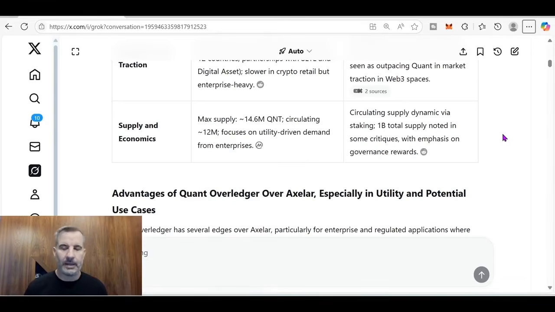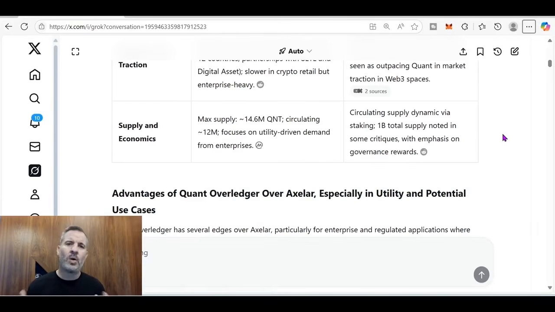So again, Quant has literally 1,000 times more utility and use cases coming to it, which I'll try to explain later, plus 70 times less supply than XLR. So imagine, way more use cases, unlimited use cases, and literally 70 times less supply. Just there alone, what do you think is the potential for the price appreciation of Quant compared to XLR long term?